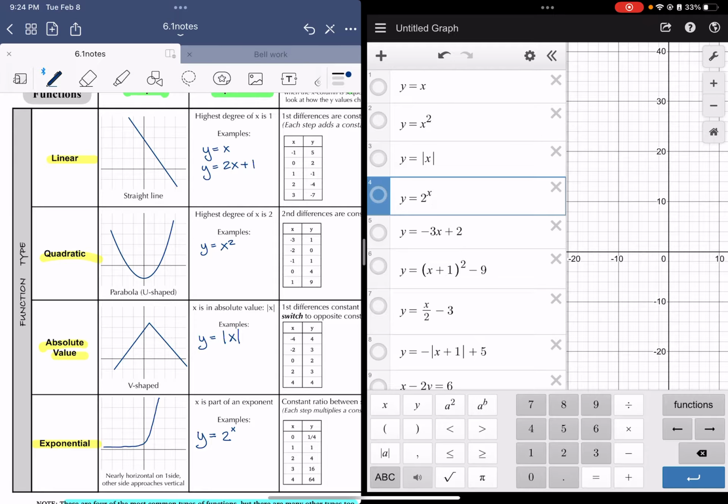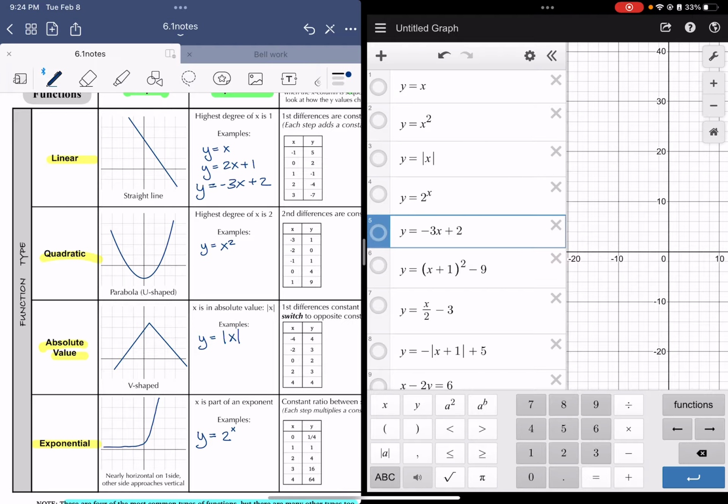Let's look at this one, y equals negative 3x plus 2. What kind of equation would that be? Which kind of function would that be? If you look at the power of x, there's no exponent on the x, and the x isn't in an exponent, but the highest degree of x is 1. So that is going to be a linear equation. So we can write that one as an example of linear.